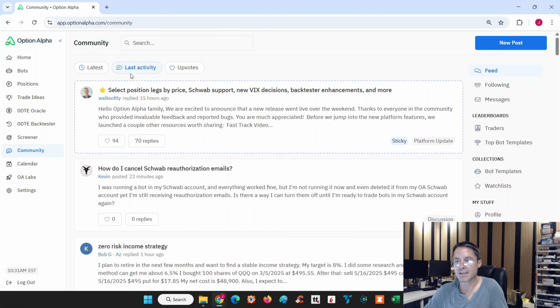You can look at latest, last activity and upvotes. On the right, which is really canny, because for as long as I've been a part of OptionAlpha, I never really looked over to the right here. But, oh, I haven't even actually clicked on traders.